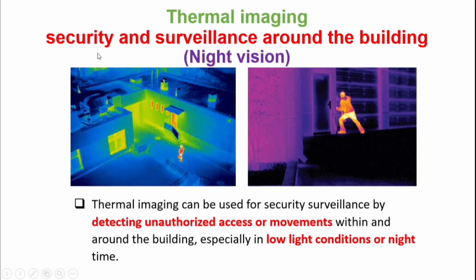Thermal imaging application in security and surveillance around the building. Thermal imaging can be used for security surveillance by detecting unauthorized access or movements within and around the building, especially in low light conditions or night time. It will help in identifying thieves around the building and preventing thefts.